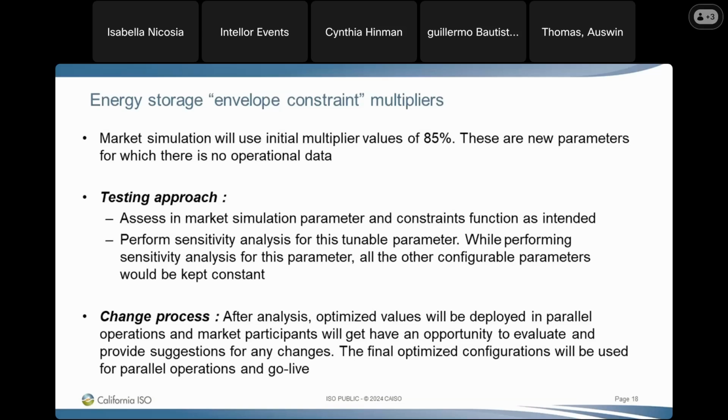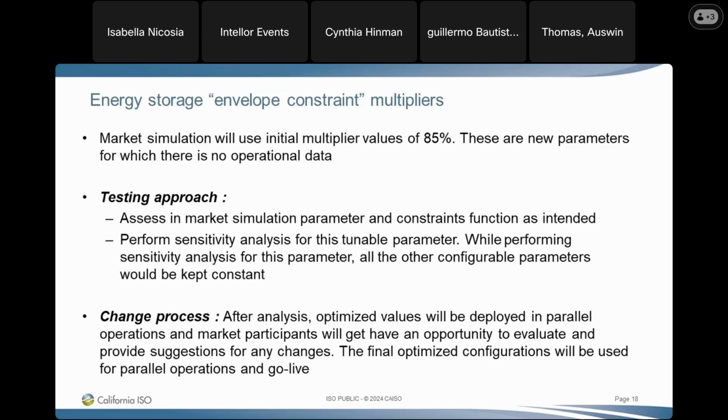The next parameter is the energy storage envelope constraint multipliers for IR awards. As the day-ahead market is a forward-looking market 24 hours ahead, the SOC envelope for storage resources needs to be modeled as a constraint in the optimization. In the envelope constraints, IRU awards and IRD awards have multipliers that depict the impact to SOC due to these awards. That is, the IRU and IRD awards have an impact on the SOC envelope throughout the entire day. The initial value of these multipliers will be set to 85%.